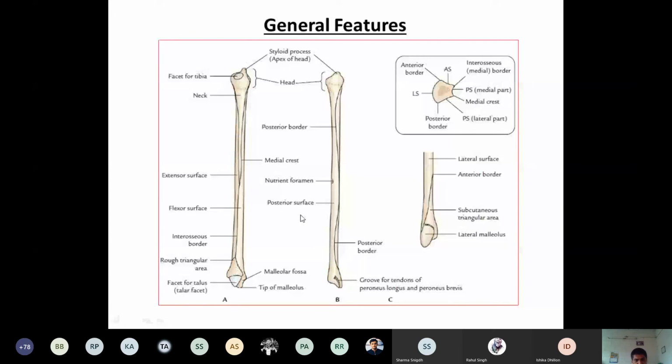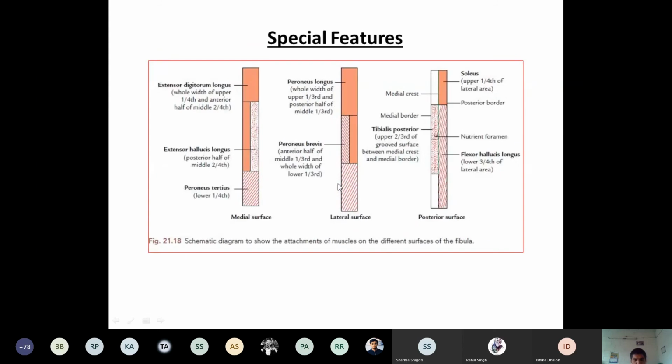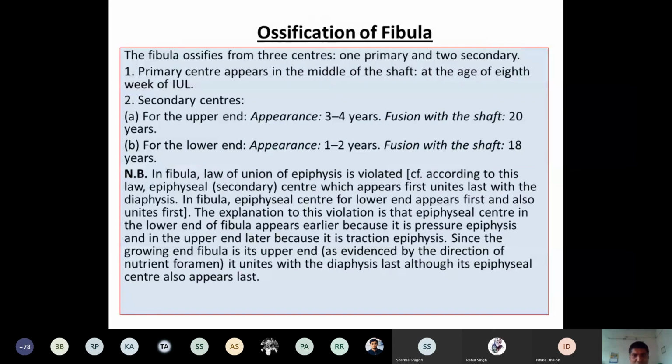And the borders are three here again. Anterior border will be there, posterior border will be there, and the other border will be the interosseous border. Okay, and there is an important structure, the nutrient foramen. You can see it on the posterior surface. For this, you read all these special features like the attachments of the muscles, which muscles attach where. I'll take you into the ossification of the fibula.